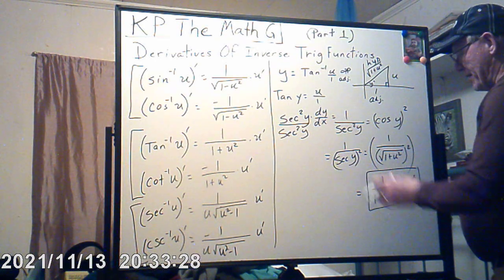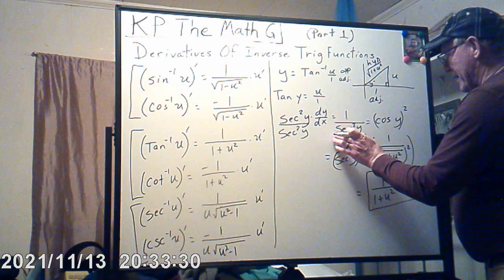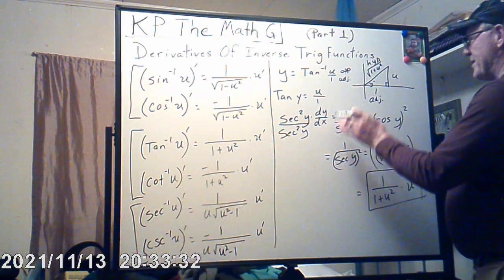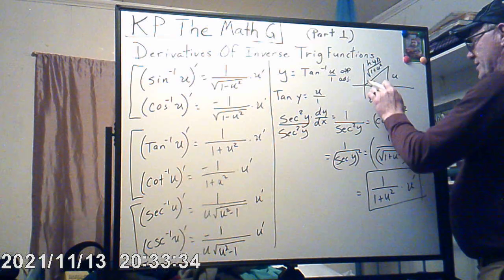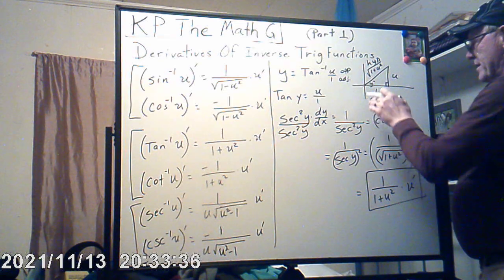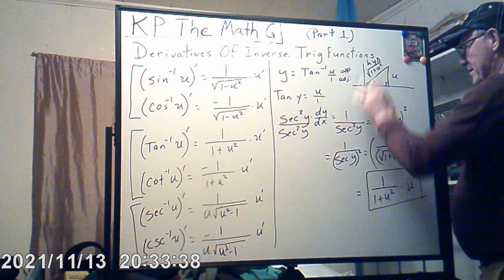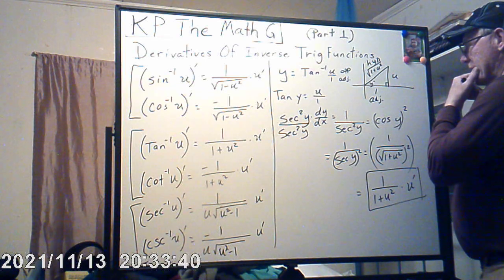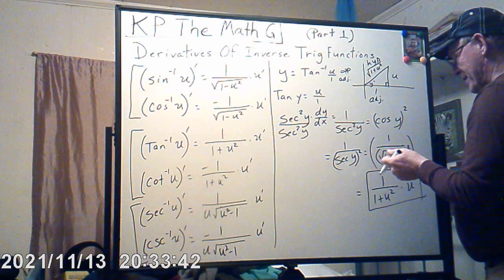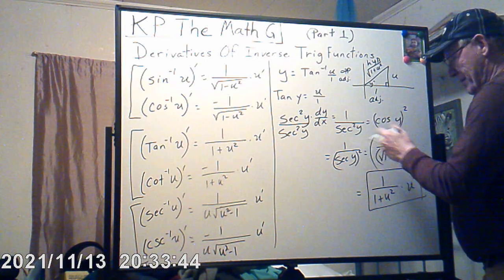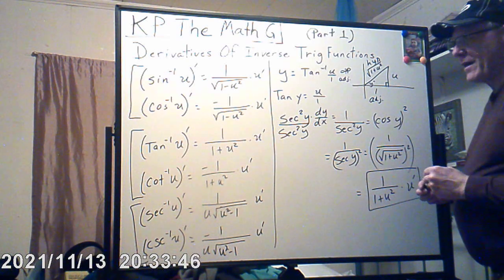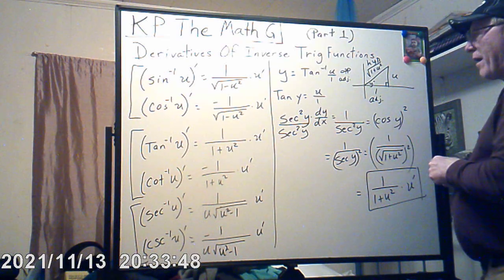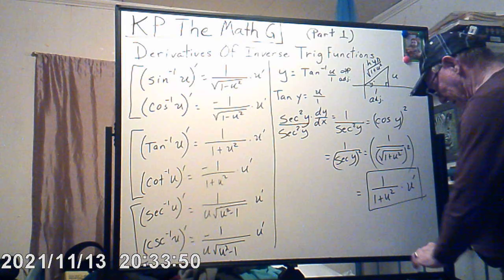We could have left it as 1 over secant, knowing that secant is hypotenuse over adjacent, which is 1 over those. We could do that and still get the same answer. Either way, it works out. There's that one. And then finally, I want to do secant.